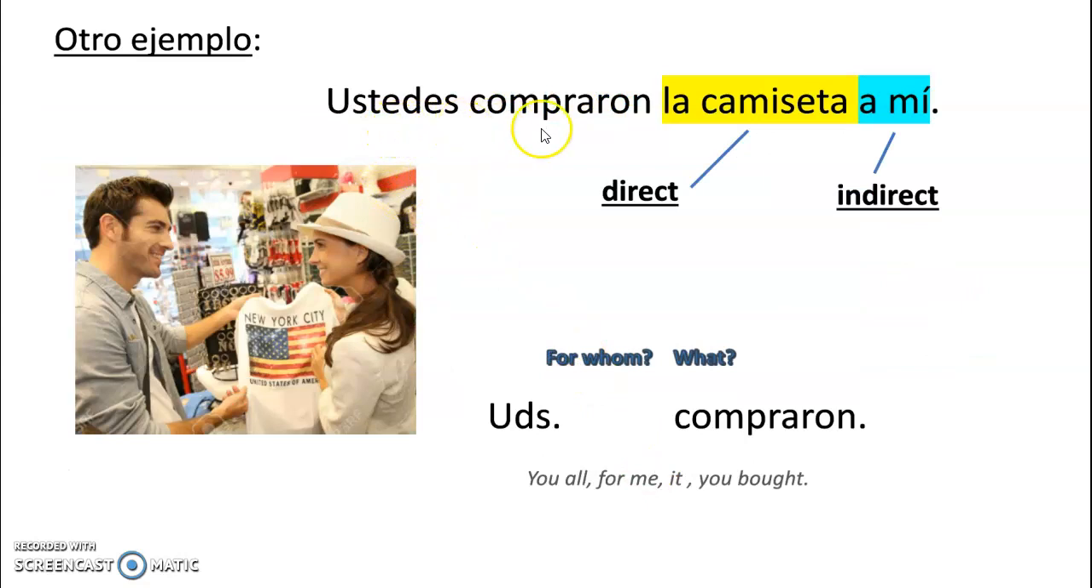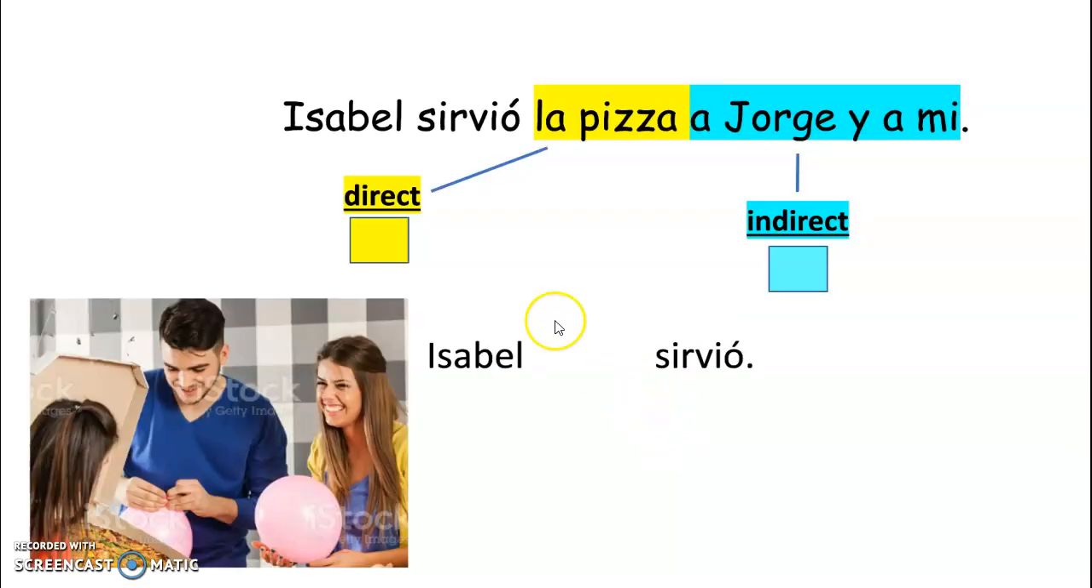Otro ejemplo, ustedes compraron la camiseta a mí. So I am receiving la camiseta. So a mí would be, you guessed it, me. What am I receiving? La camiseta, la. So the correct order is me la compraron. Ustedes me la compraron. You all, for me, it, you bought.